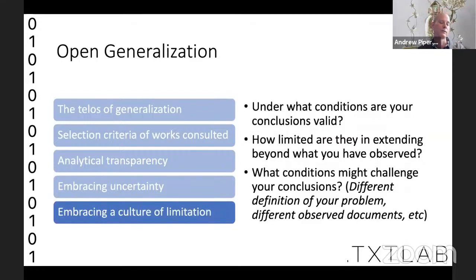And the final point is what I call embracing a culture of limitation. Under what conditions are your conclusions valid? How limited are they in extending beyond what you have observed? And what conditions might challenge your conclusions? That is to say, if you define your problem differently, if you looked at different documents. So in the case of my project on generalization, would looking at a different sample of articles yield substantially different results? Maybe, I don't know yet, right?